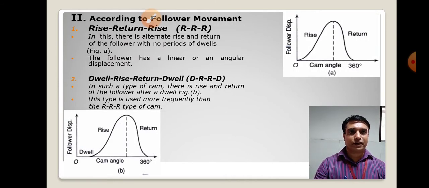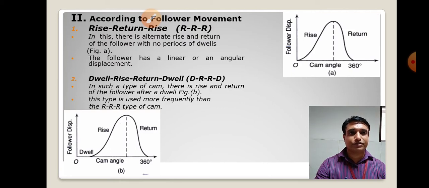The first pattern is the RRR pattern, where the first R stands for rise, the second R stands for return, and the third R stands for rise again. In this, there is alternate rise and return of the follower with no periods of dwell. The follower has a linear or an angular displacement. We can see the RRR pattern in figure A. The angle of rotation of the cam is between 0 to 360 degrees.